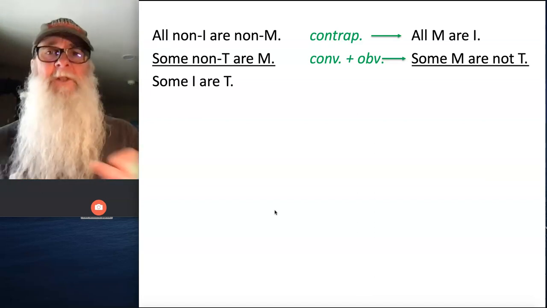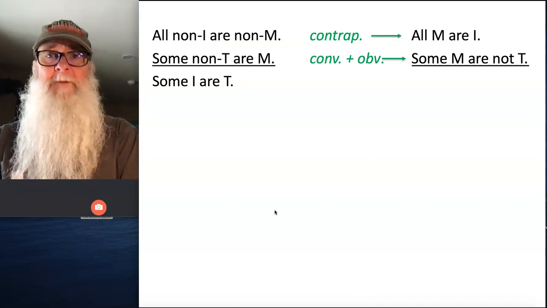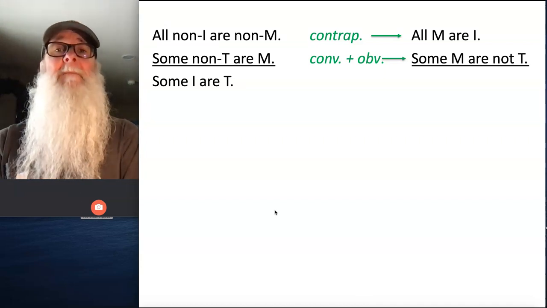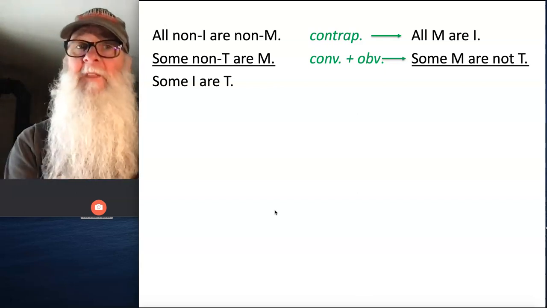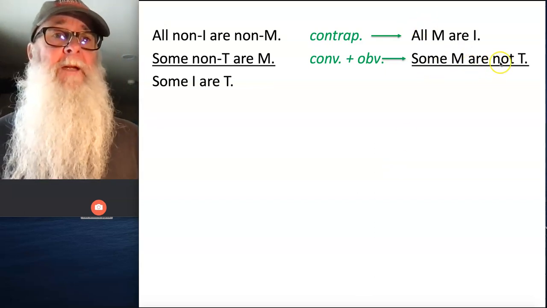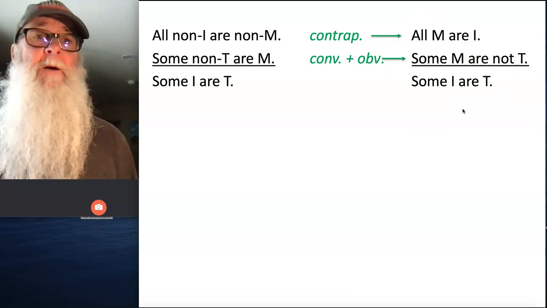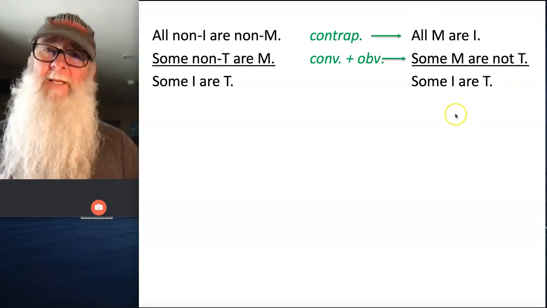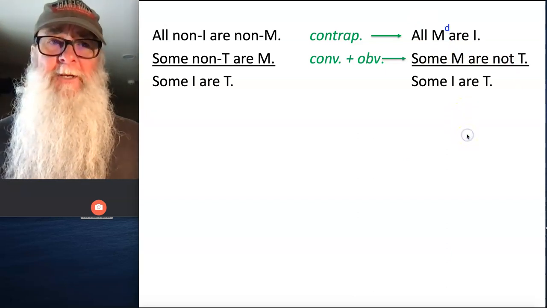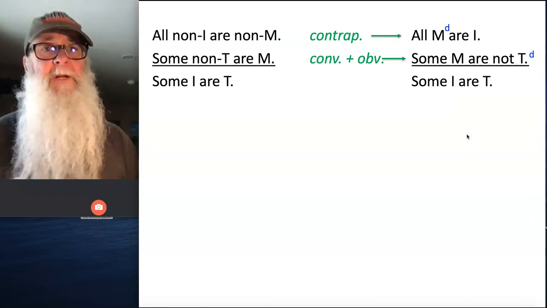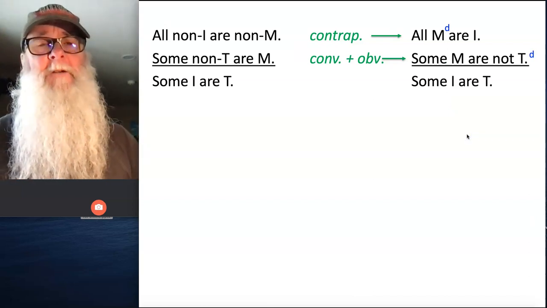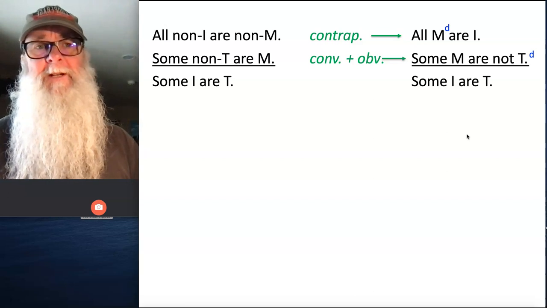So if we convert this premise statement, some non-T are M, we're going to get the statement some M are non-T. And then when we obvert that, we're going to get the statement some M are not T. And now we've got our conclusion. And we can identify our distributed terms. And we've got 2 of them. We've got M is distributed in our first premise and T is distributed in our second premise.